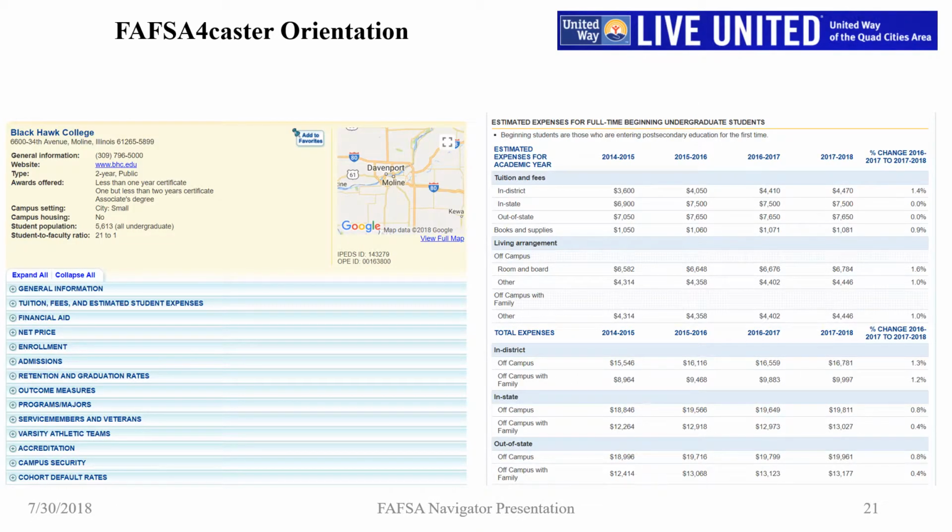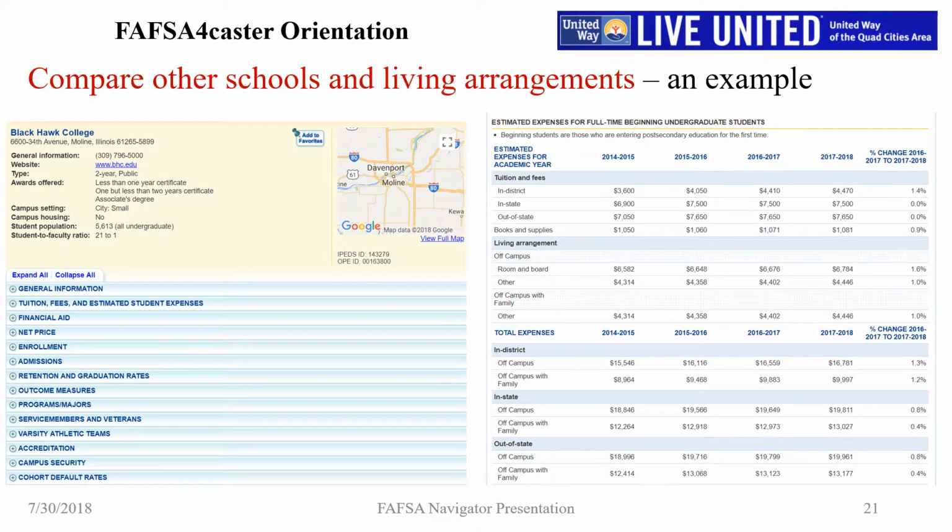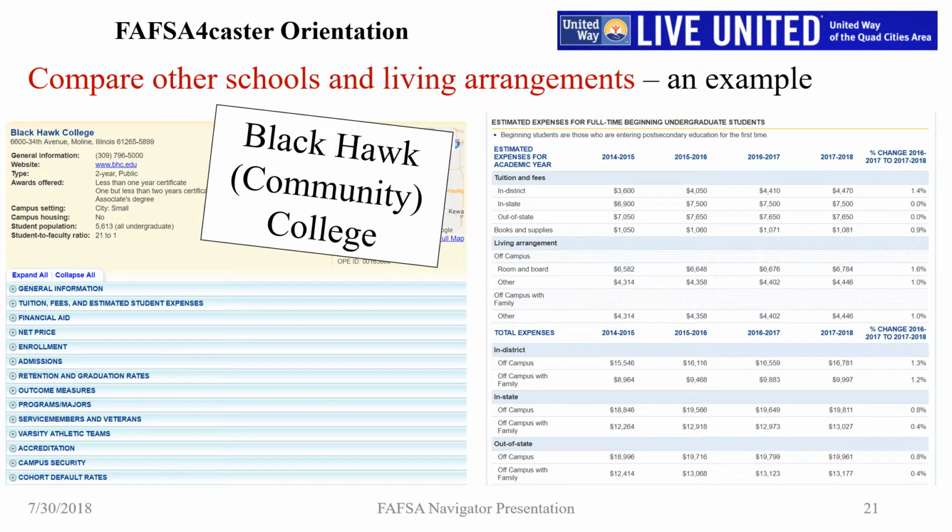Well, we did one run in the forecaster with one school. Don't stop. Keep exploring your options. Compare other schools and living arrangements. In this example, I'm going to use Blackhawk Community College throughout the Illinois side of the Quad Cities. Many of my family members have attended and graduated from Blackhawk.